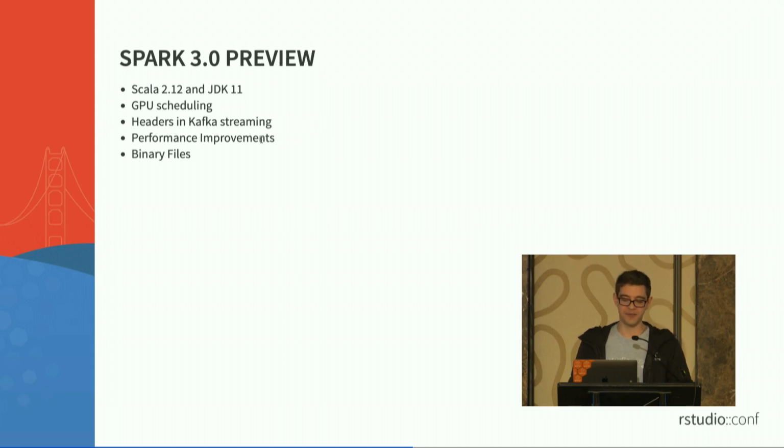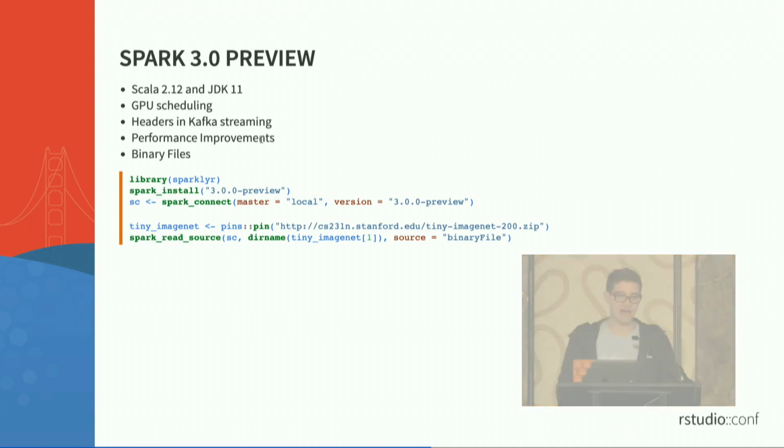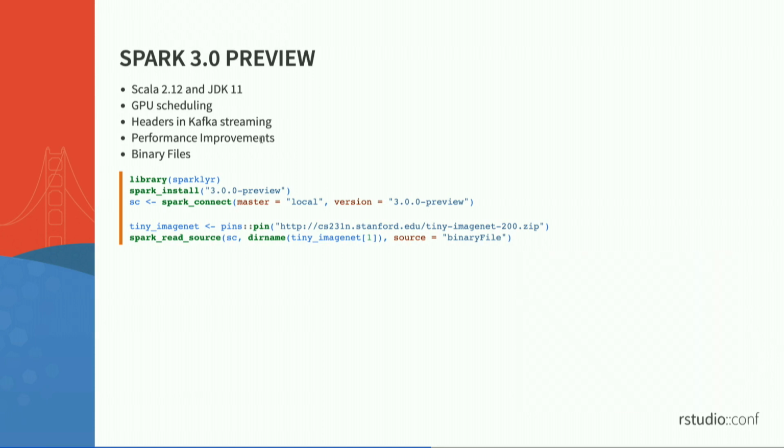So how do you use it from sparklyr? Well, what you would do is basically you want to say spark_install and then 3.0 preview, and that installs the preview version of 3.0 on your local machine, and then you just connect to Spark 3.0. We have a long tail of bugs, so if you find issues, let us know and we'll fix them.